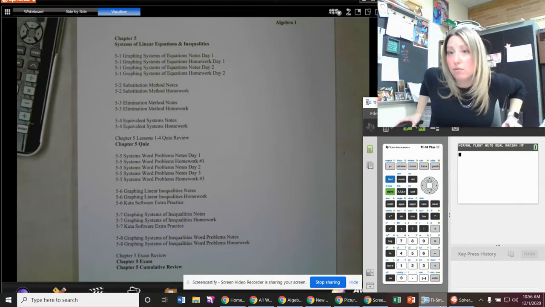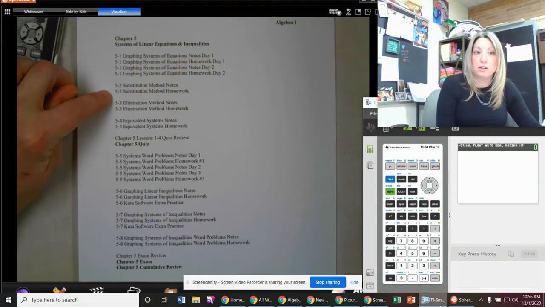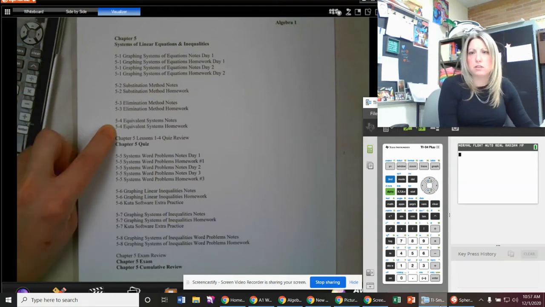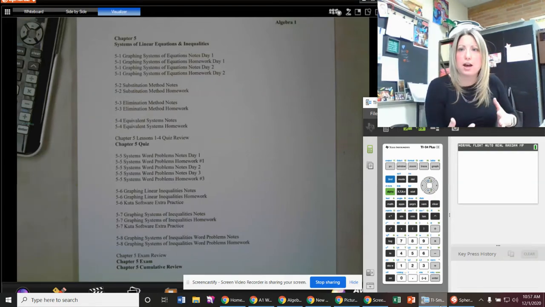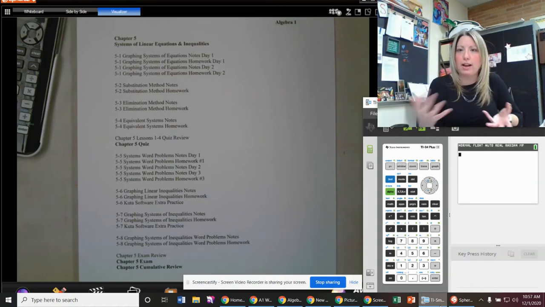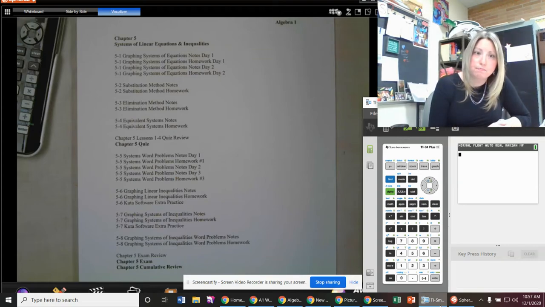Then we will solve systems of equations algebraically using the substitution method in lesson 2 and the elimination method in lesson 3. We'll talk about what equivalent systems look like. Basically, that'll just be manipulating equations so that we can get answers that check out for both equations. Then, of course, a review and a quiz.